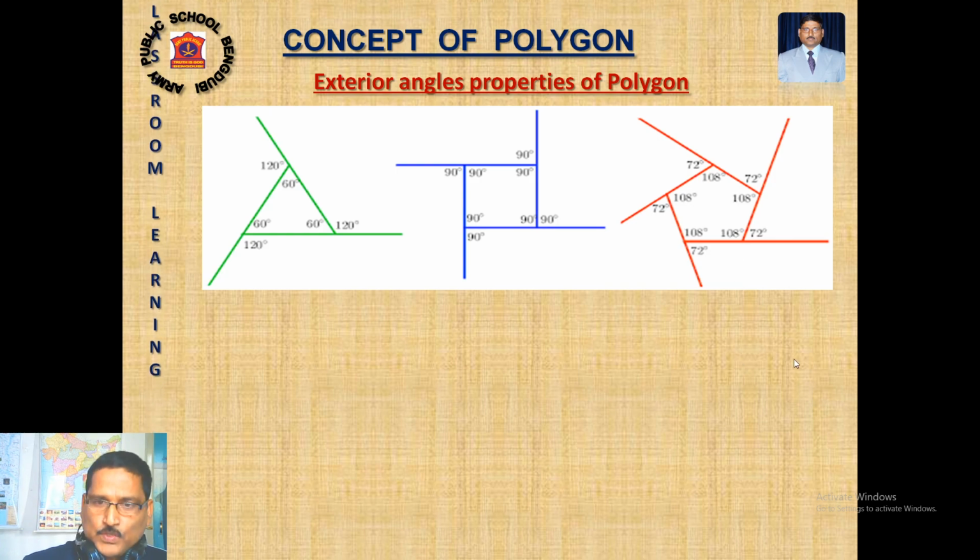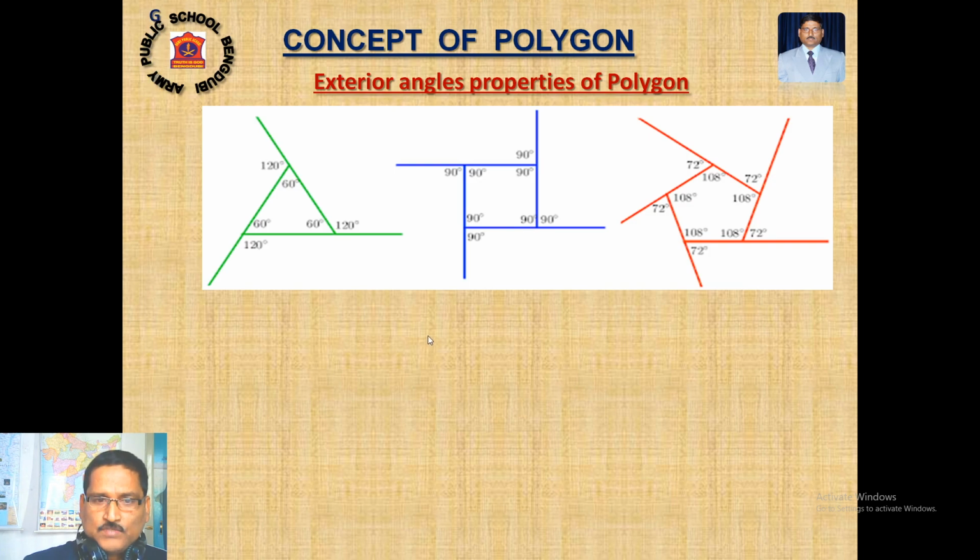Now I'll show an animated clip. So here you can see, if I cut the exterior angles of any polygon, regular or irregular, any polygon, and merge them at a point, we'll see it will complete a circle, or it will lie around a circle.